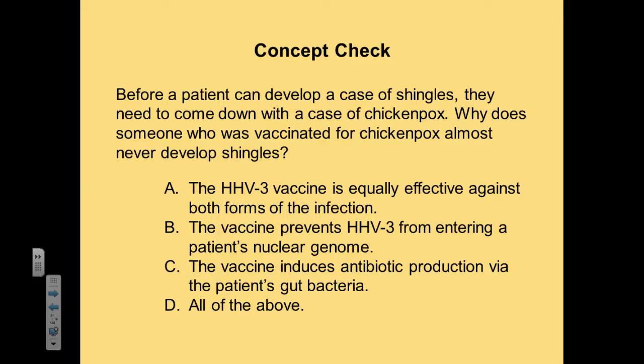All right, class, the correct answer is B. The vaccine prevents HHV3 from entering the patient's nuclear genome. If a patient is vaccinated for chickenpox and never develops the disease, then the virus is not capable of infecting their cells and going into a latent period within them, and the patient will never be able to develop shingles later in life. If you were exposed to the chickenpox virus, whether unintentionally or intentionally when you were younger, and you developed chickenpox, if you do not receive the Zostavax vaccine, you stand a chance of developing shingles later in your lifetime.